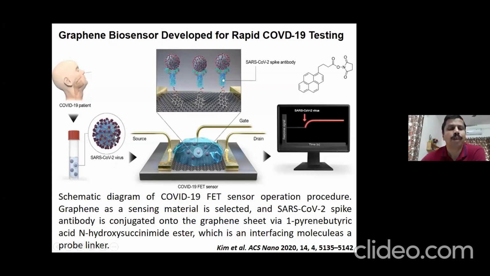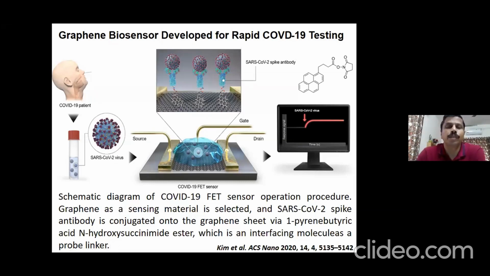And so basically what we are doing is we are making a field effect transistor. So this is a FET sensor, field effect transistor based sensor. And you can see that graphene is here. So the graphene is actually here between the source and the drain, and this is your gate.